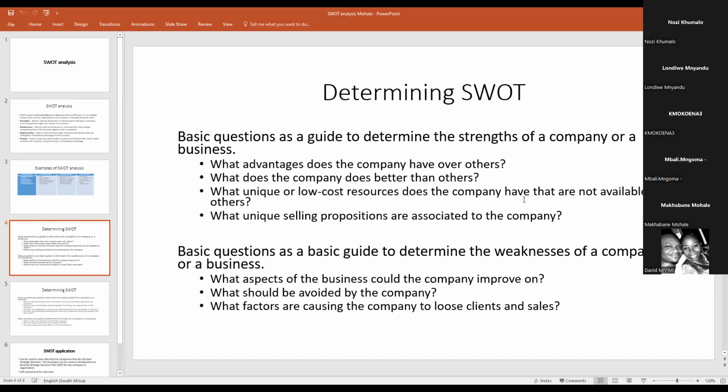And then if we are looking for weaknesses of a company, we can ask ourselves some basic questions such as, what aspects of the business could the company improve on? And then what should be avoided by the company? And what factors are causing the company to lose clients or sales?